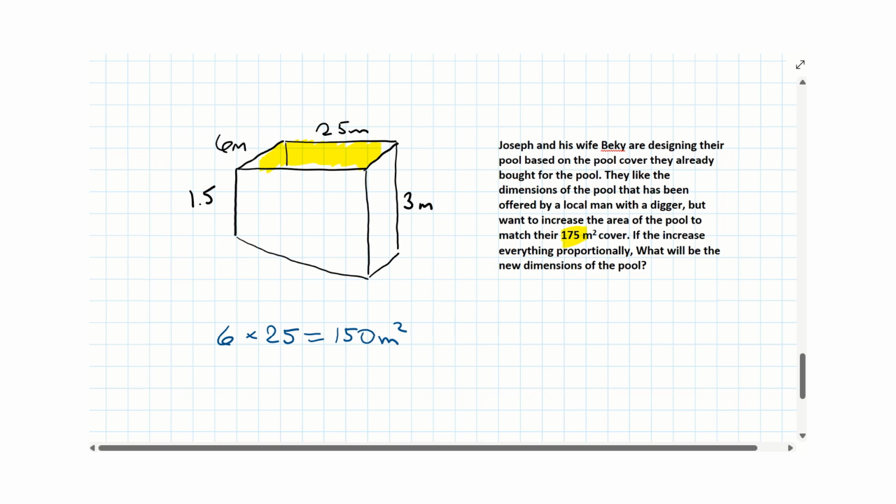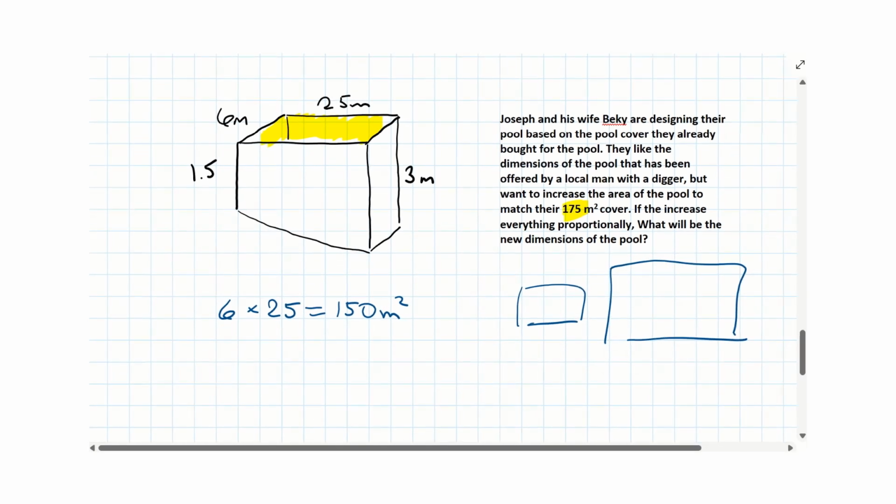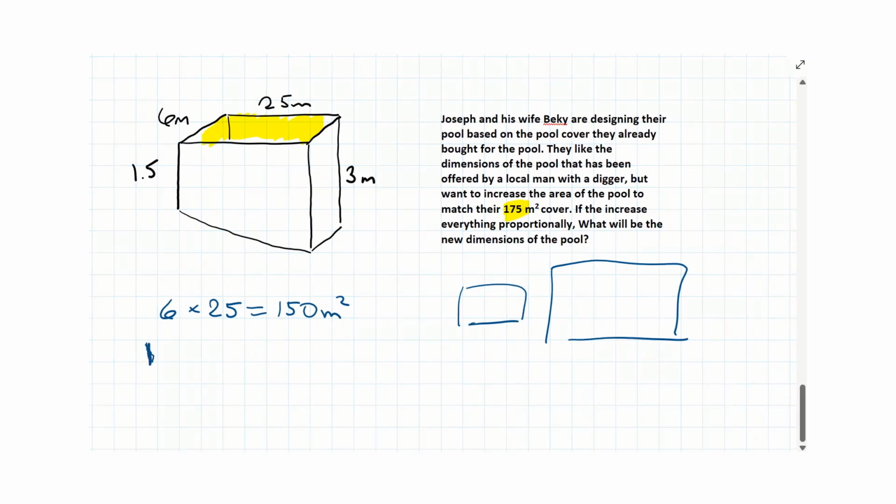Now, because I've got a smallish pool and I'm going to a larger pool, I'm going to be using my EFS, which means that I'm going to have my big number over my small number. In this case, the pool that we have is the small pool, so I want my small to be 150. And the large is going to be this new pool size, 175 meters squared.